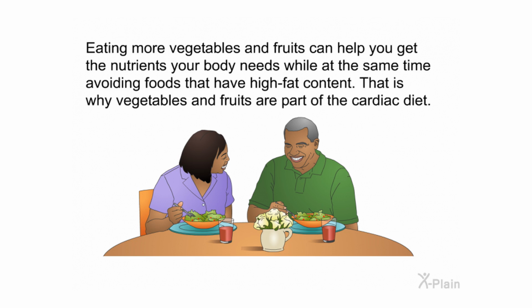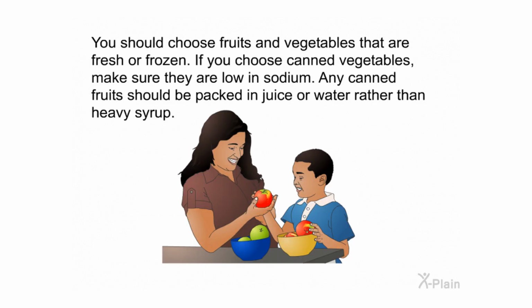Eating more vegetables and fruits can help you get the nutrients your body needs while at the same time avoiding foods that have high fat content. That is why vegetables and fruits are part of the cardiac diet. You should choose fruits and vegetables that are fresh or frozen. If you choose canned vegetables, make sure they are low in sodium.